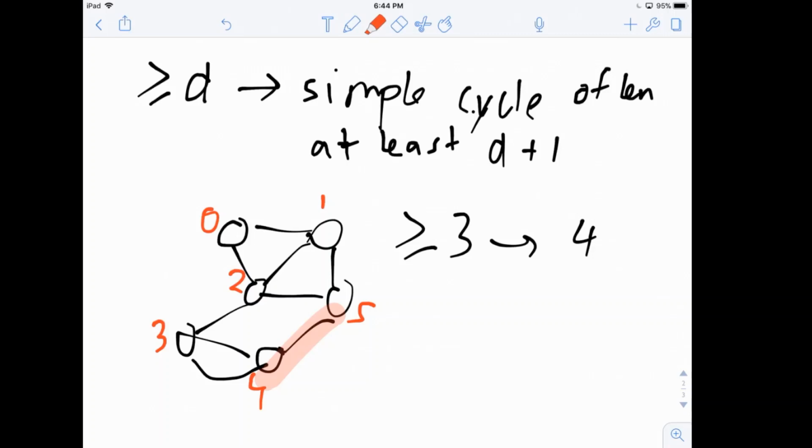So if node 5 were allowed to go back to node 4, then you'd have a cycle of length 2, right? 5 minus 4 is 1, plus 1 is what you add. 5 goes to 2, 5 minus 2 is 3, that means 3 here, plus the 1 extra.